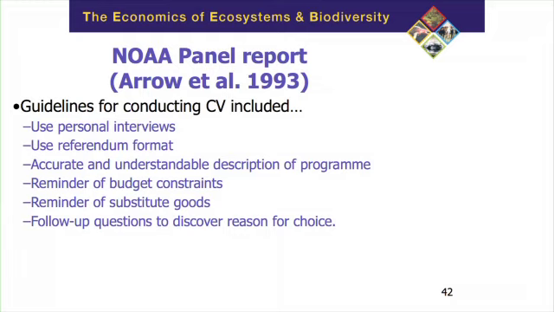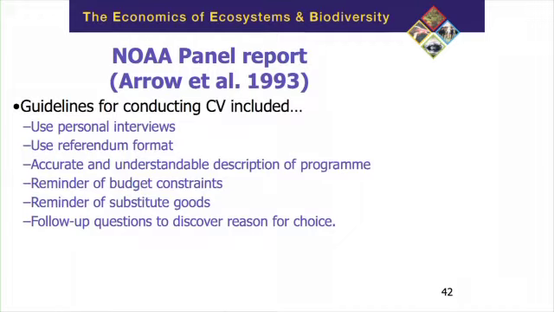You need good, accurate descriptions of a project. You need to remind people of budget constraints, so get people really thinking about how much they can pay and what they would or wouldn't spend their money on otherwise. Remind them of substitutes. So if I'm talking about Yale Forest, I need to say, we're only talking about Yale Forest, but there might be 10 other forests you could go visit, but we're only talking about this one. So again, make sure they know what the substitutes are, and have follow-up reasons for your choice. So a few slides back, about whether they're protest bids and so forth, and whether they're really thinking about the benefits.